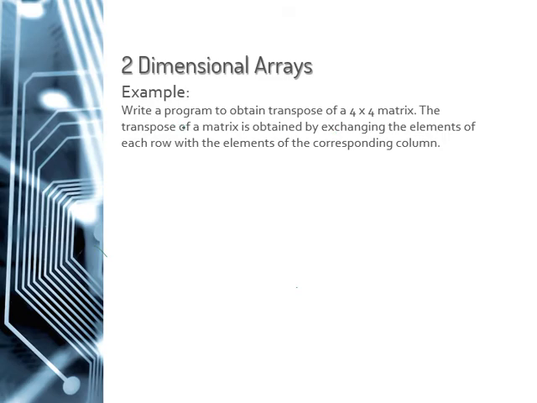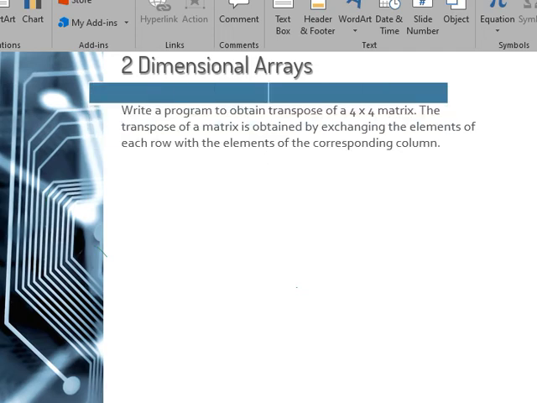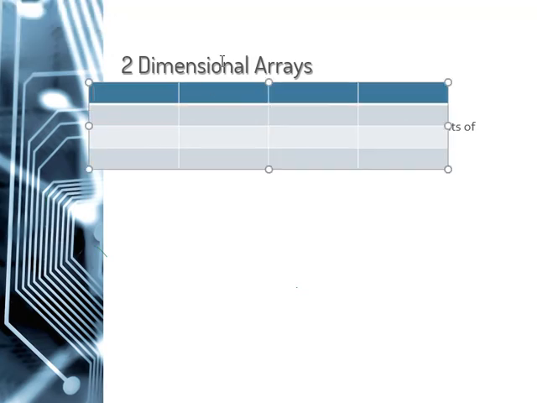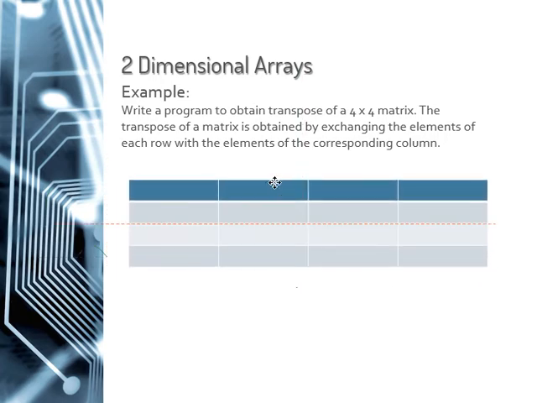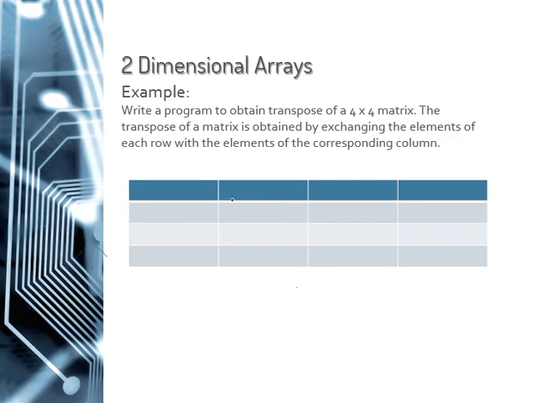So in this problem, you need to write a program to obtain the transpose of a 4 by 4 matrix. So you have a 4 by 4 matrix. So tarungon ragod ni nako. Pasensya kaayo class ha, kay mag-drawing ko. So this is a 4 by 4 matrix example. Okay, so this is a 4 by 4 matrix.